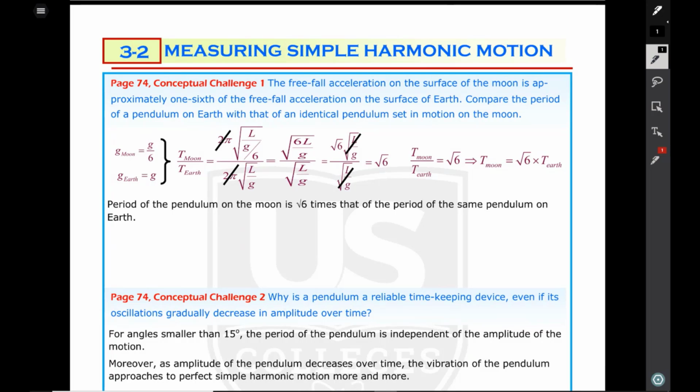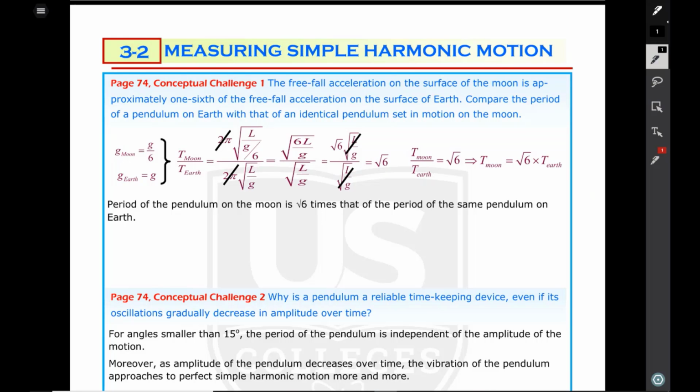We know that on the surface of the moon, free fall acceleration is less than on the Earth. And in this question, they give that it is less by a factor of 6. Compare the period of a pendulum on the Earth with that of an identical pendulum set in vibration on the moon. So there are 2 identical pendulums. One of them is set into vibration on the Earth. The other one is set into vibration on the moon. So compare their periods. Which one will have a greater period? Which one will have a smaller period? And by what factor, greater or smaller?